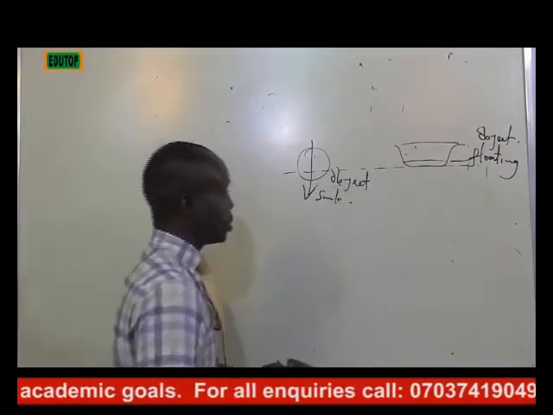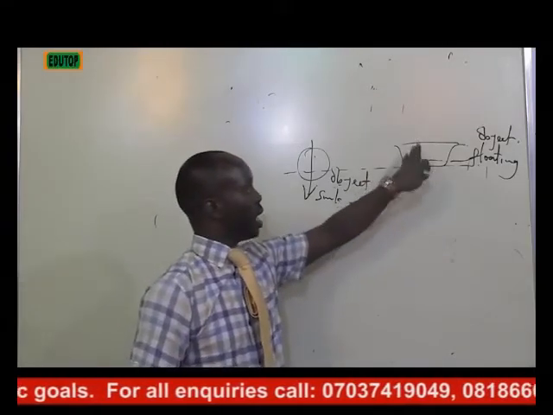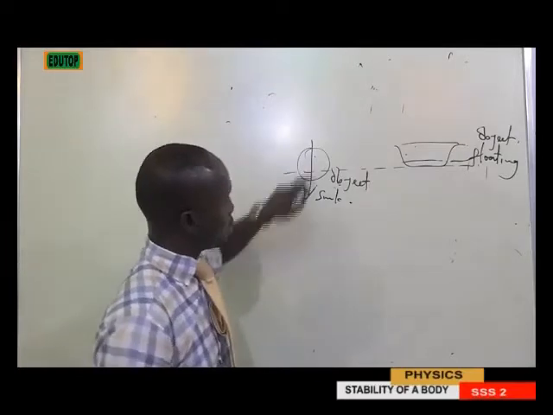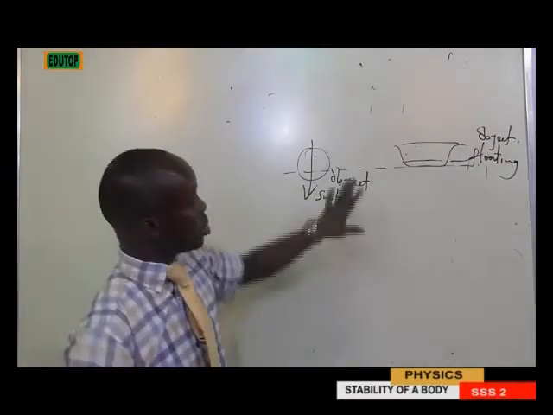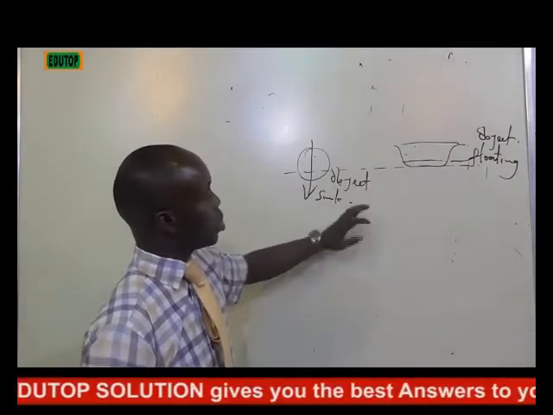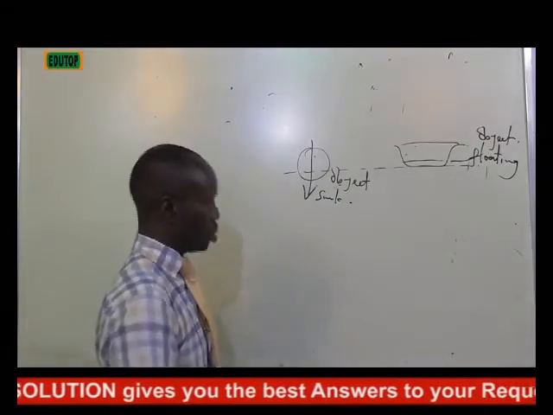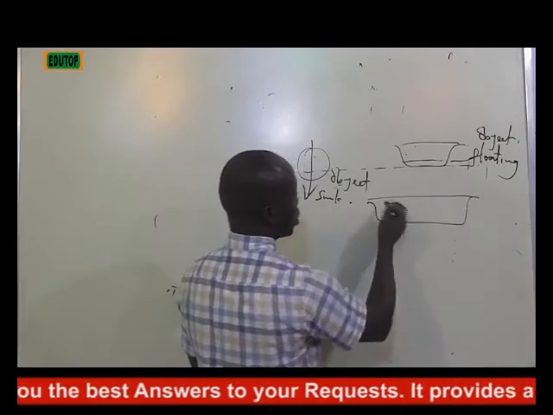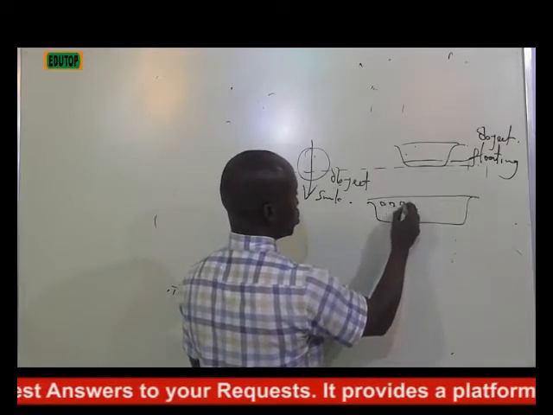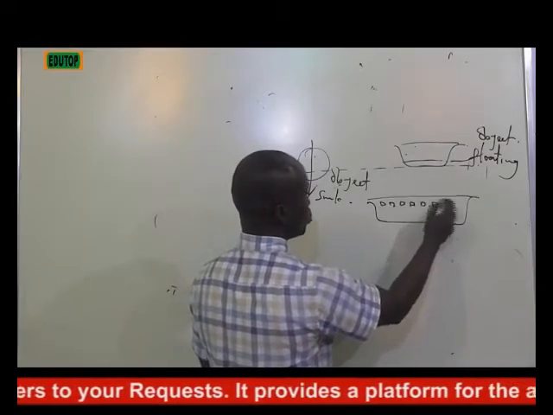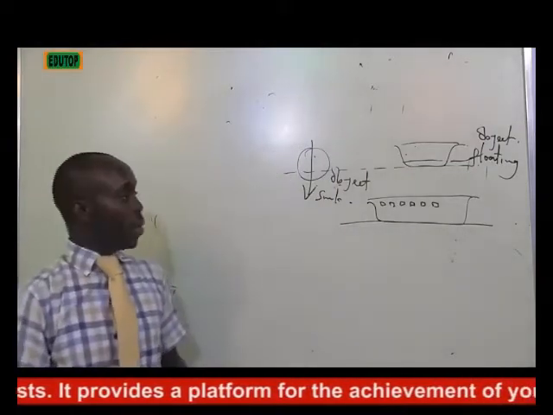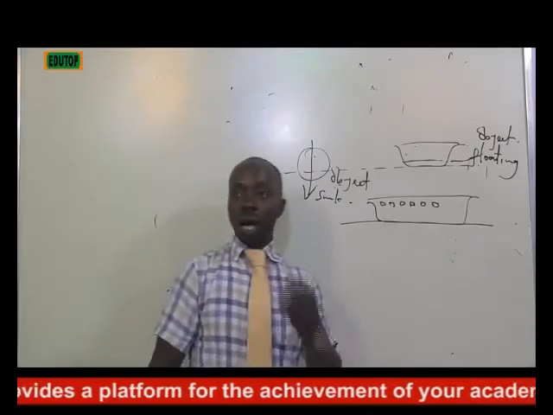Now, why is it that some objects float, whether they have internal volume or vacuum or not, and some sink? By the time we are done with this principle, we'll be able to explain why warships, ships, boats and canoes float on water. We'll be able to explain that principle after this.